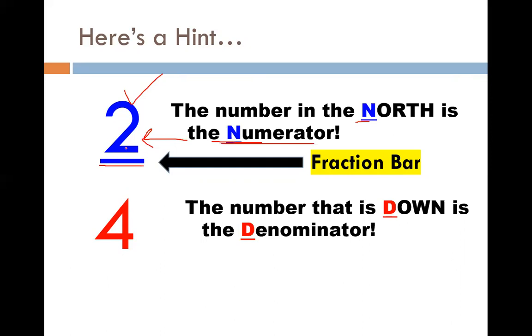And the bottom number will be representing the denominator. So how will you learn it? D stands for down and D stands for denominator. The number at the bottom, or the down, is called the denominator. So we can learn like this: 2 is in the north and 4 is down. So it is represented by a fraction bar, 2/4, right?